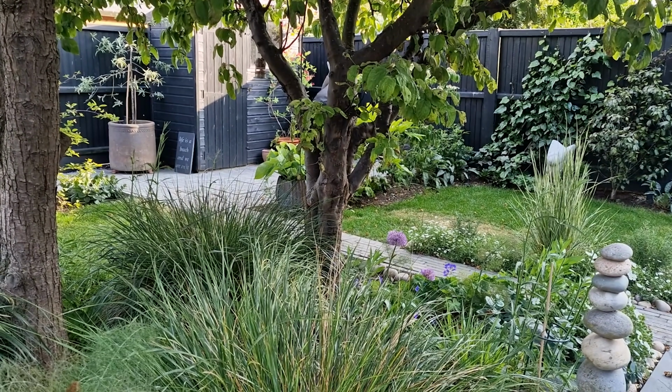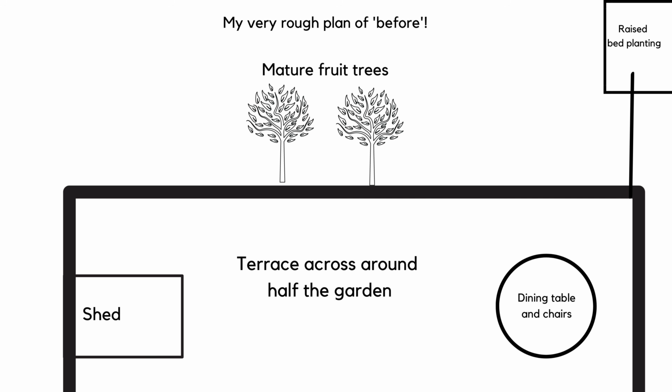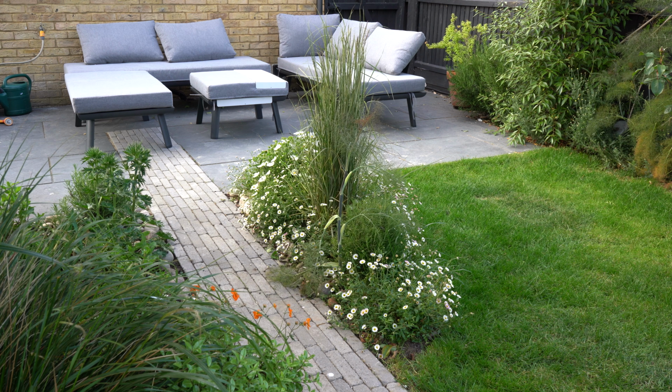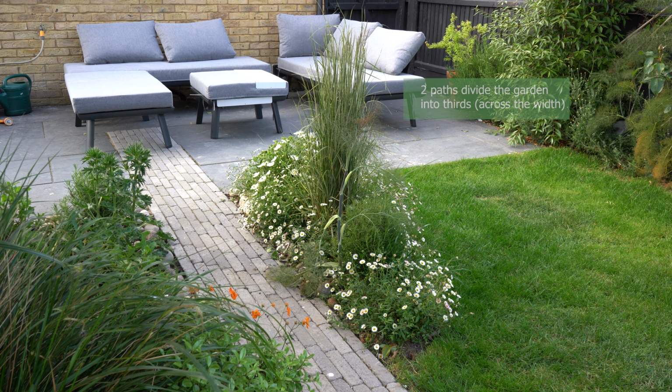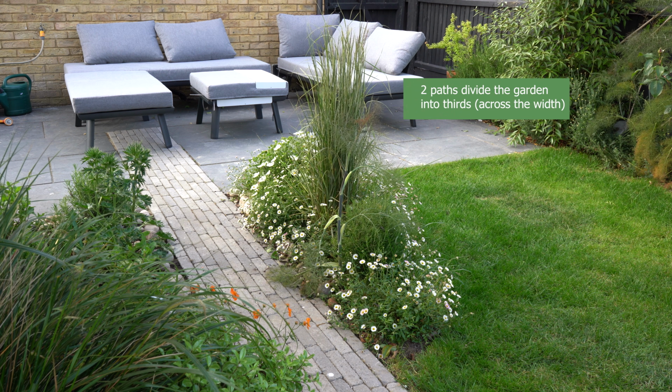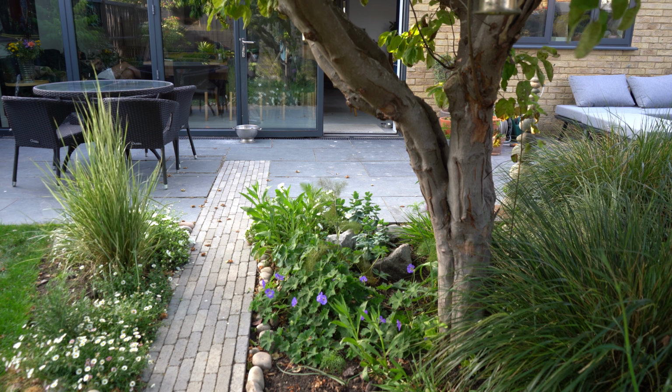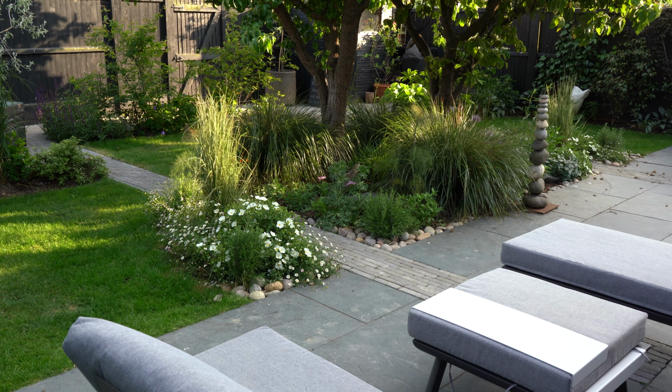We took a row of the pavers out, and I decided to divide the garden into three crossways. So I made a little path that started, it was a complementary paving, but a small brick paver that complemented the slate of the terrace and came into the terrace and went up into the garden, so it kind of joined the two together. And there was a little path that joined them at the top.